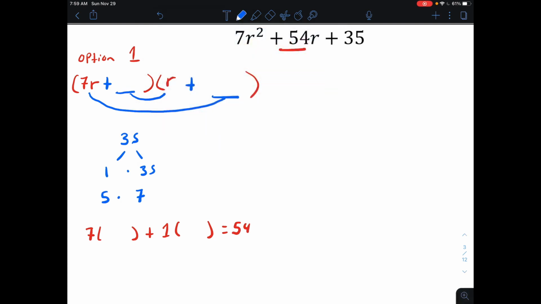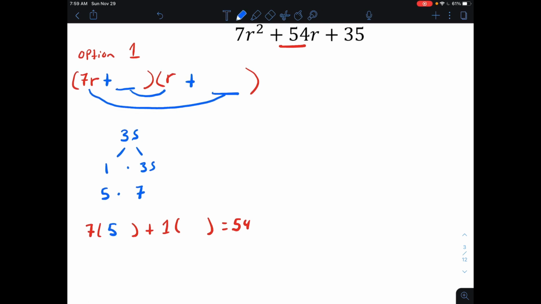And so I just guess and check. So let's start with 1 and 35. So if I put 1 here, 35 here, 7 times 1 is 7, 1 times 35 is 35. I add those together, I don't get 54, so that's not my pair. Now I could rearrange it and say, well, what about 7 times 35 plus 1 times 1? That is way bigger than 54, so that combination didn't work. So we're down to our next set of numbers. Well, what about 7 times 5 and 1 times 7? Well, 7 times 5 is 35, 1 times 7 is 7, 35 plus 7 is not 54, so that combination didn't work.